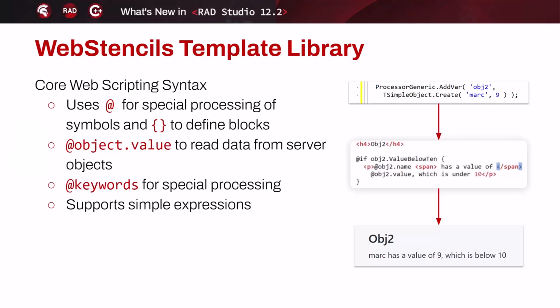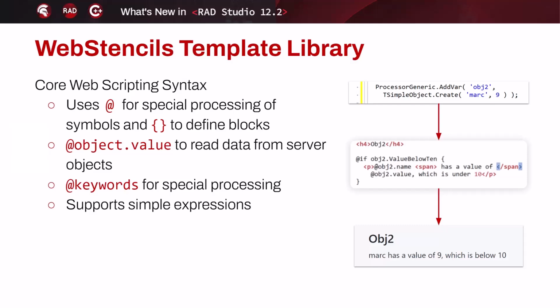In the code, you can have an object, in this case, a simple object with a name and a value, and you give it a name, object2, and make this object available to the processor. In the HTML, you can have two different things. One is you can access information like @object2.name or @object2.value, or you can access properties and operations within a conditional statement, that value below 10.